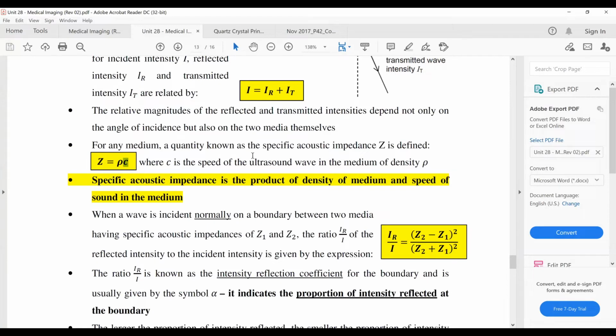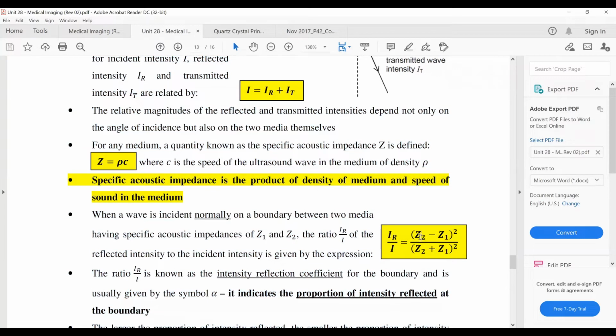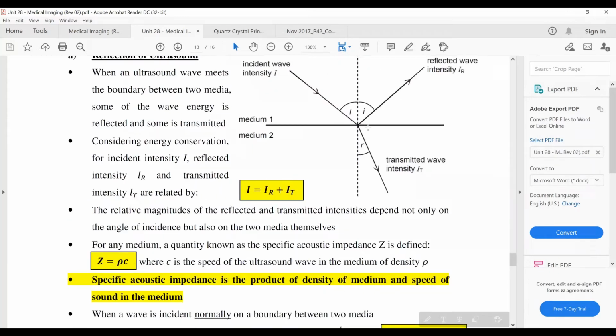In your case here, you don't use the speed of light. The C here specifically refers to the speed of the ultrasound wave inside the medium. Ultrasound is a sound wave. It is not EM radiation, so you cannot use 3 times 10 power 8. Okay, right? So that Z here is the specific acoustic impedance for a particular medium. In your case, this is medium 2, and this is the specific acoustic impedance for medium 1.